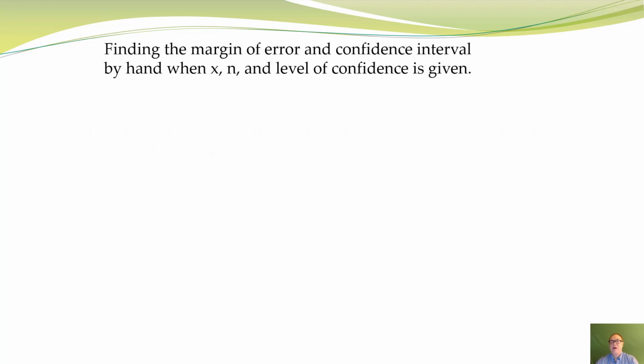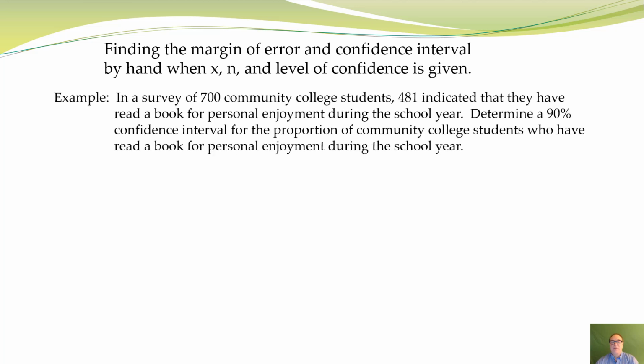Finding a margin of error in a confidence interval by hand when x, n, and the level of confidence is given. Well, here's an example. In a survey of 700 community college students, 481 indicated that they have read a book for personal enjoyment during the school year. Determine a 90% confidence interval for the proportion of community college students who have read a book for personal enjoyment during the school year. Well, first we have to pick information out of the problem.